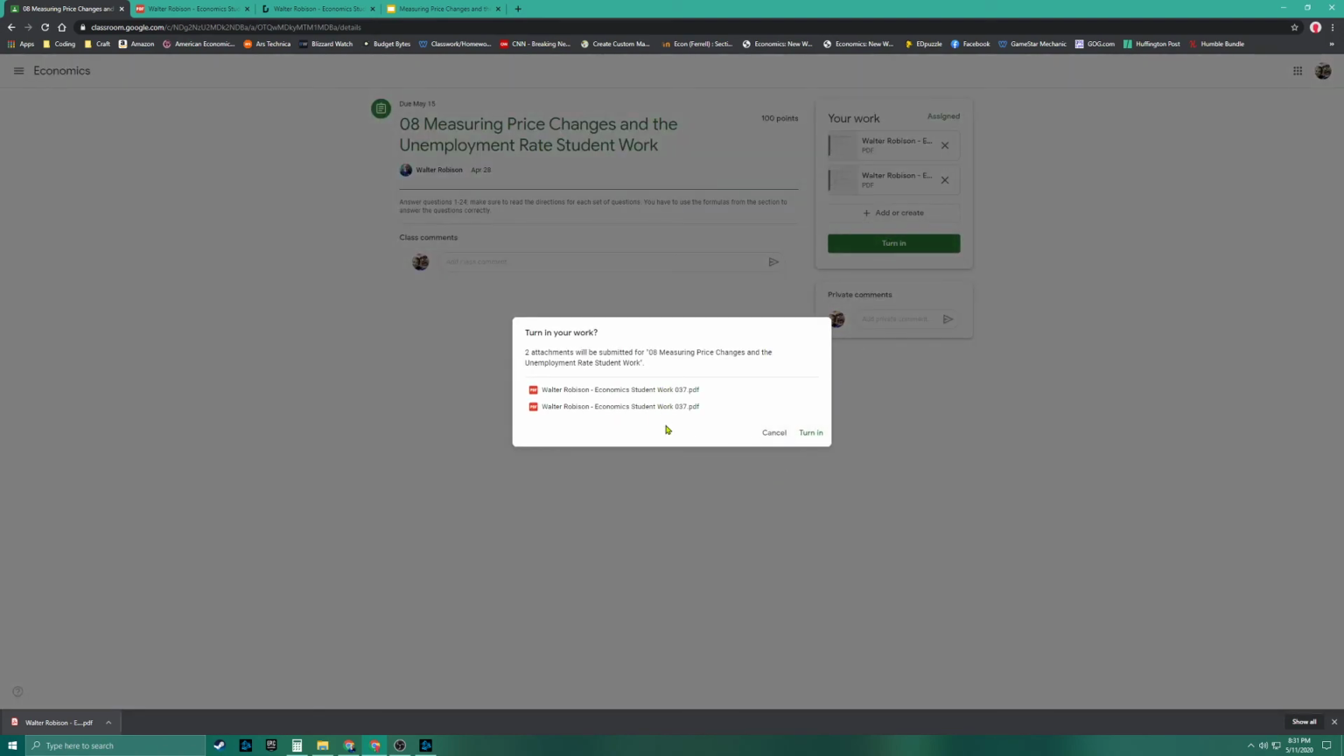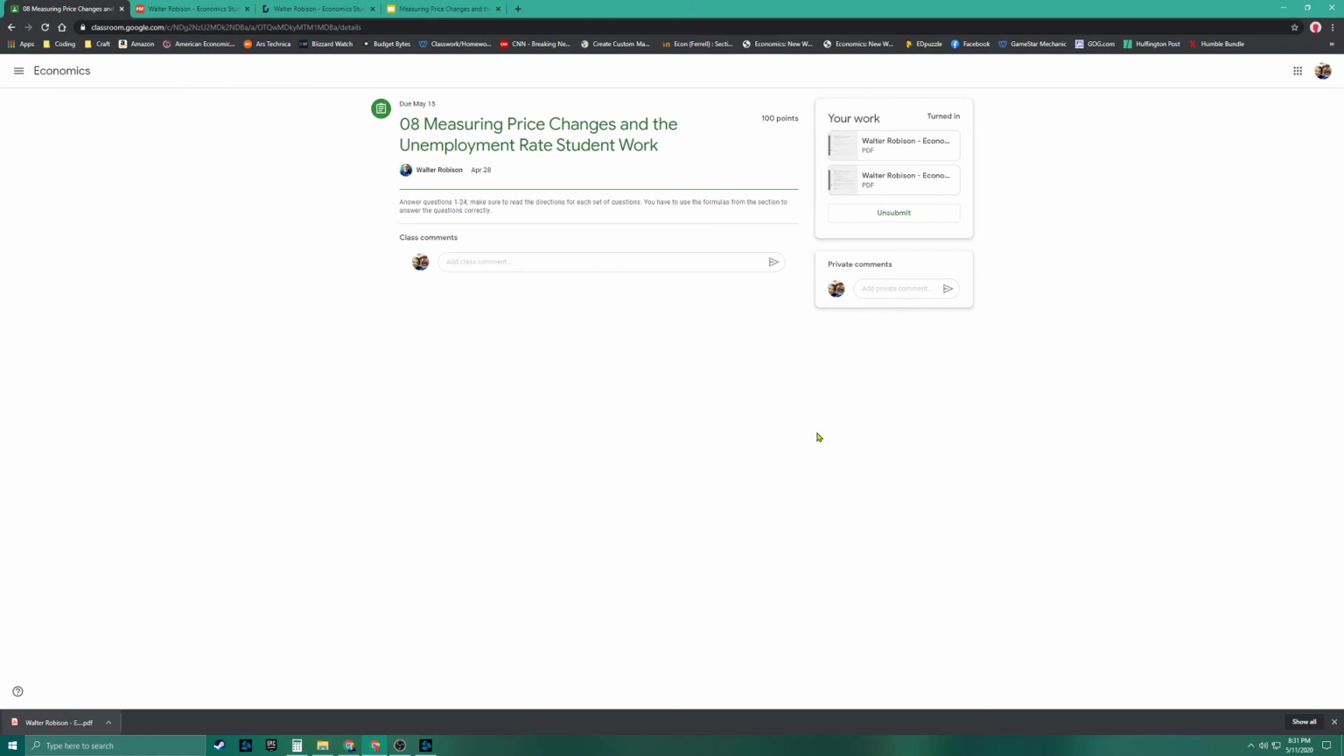Okay, it's going to show both. See how they're both named the same thing? It does not cause any issues. It's not going to cause an issue for the computer. You just got to click turn in. As long as you can see at your end that the information is there, that means at my end, I can see that the work is there too.